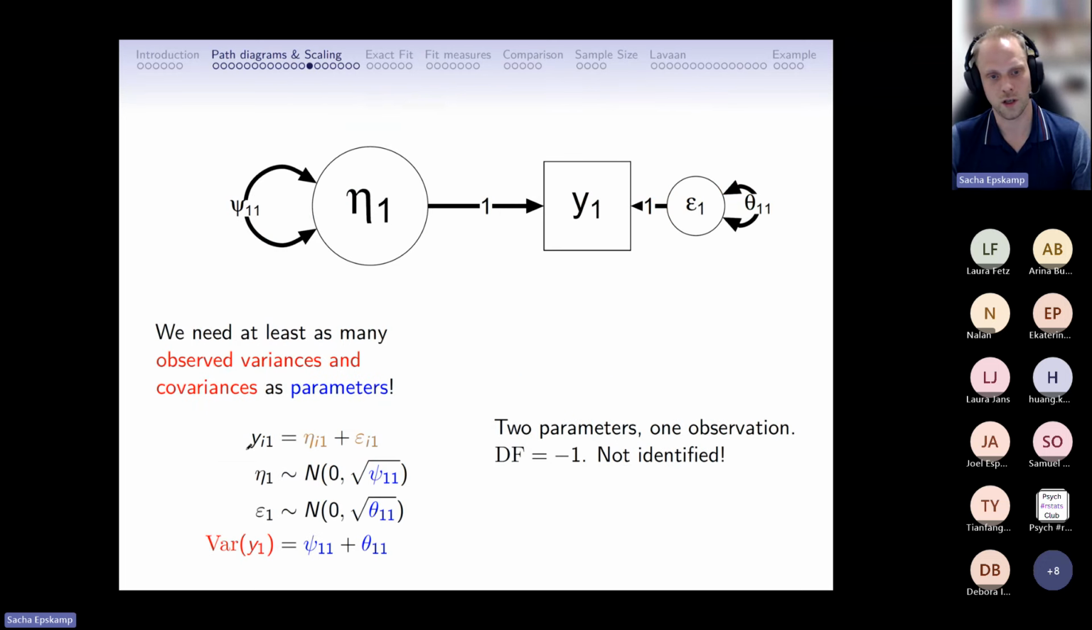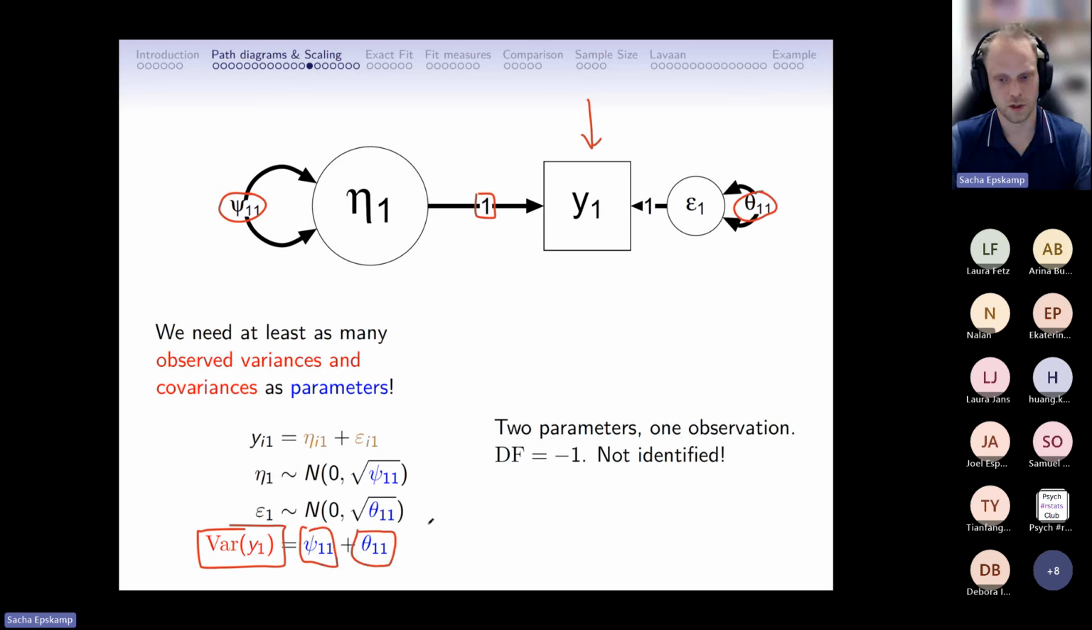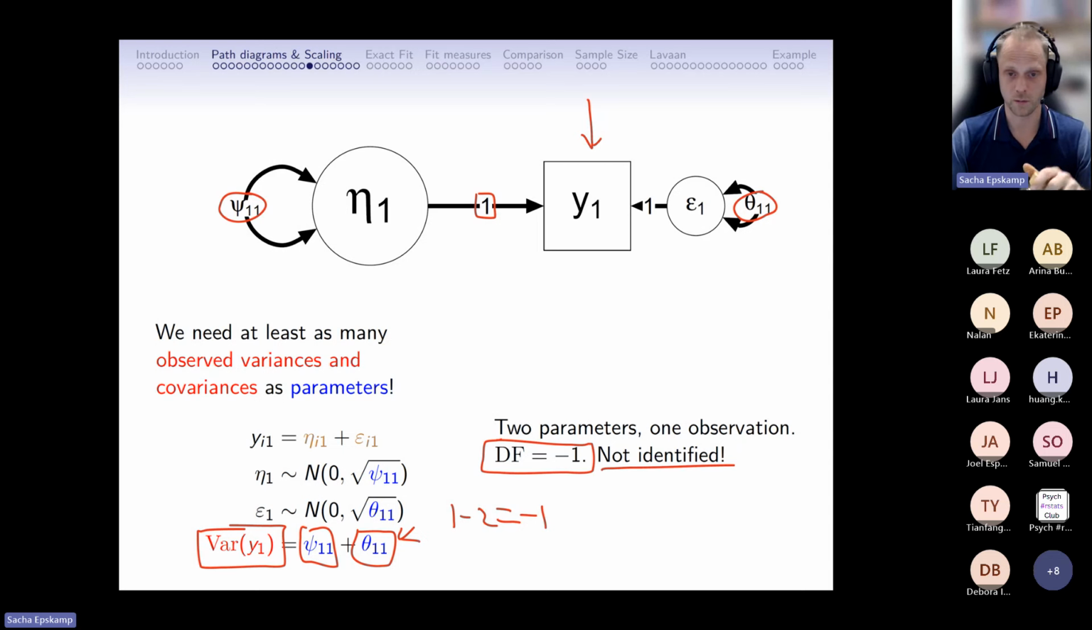Okay, so here in this model, how many observations do we have? I have only one observed variable that leads to only one variance. So one variance that I observe, but I have 2 parameters after scaling. So this one is no longer a parameter, it's fixed, that's nice. We have 2 parameters here. So we have 1 minus 2 equals minus 1. That's a terrible thing. Degrees of freedom of minus 1. It means that the model is not identified. We cannot estimate this model. We can get an infinite amount of combinations for these parameters, so it's a completely uninformative model.